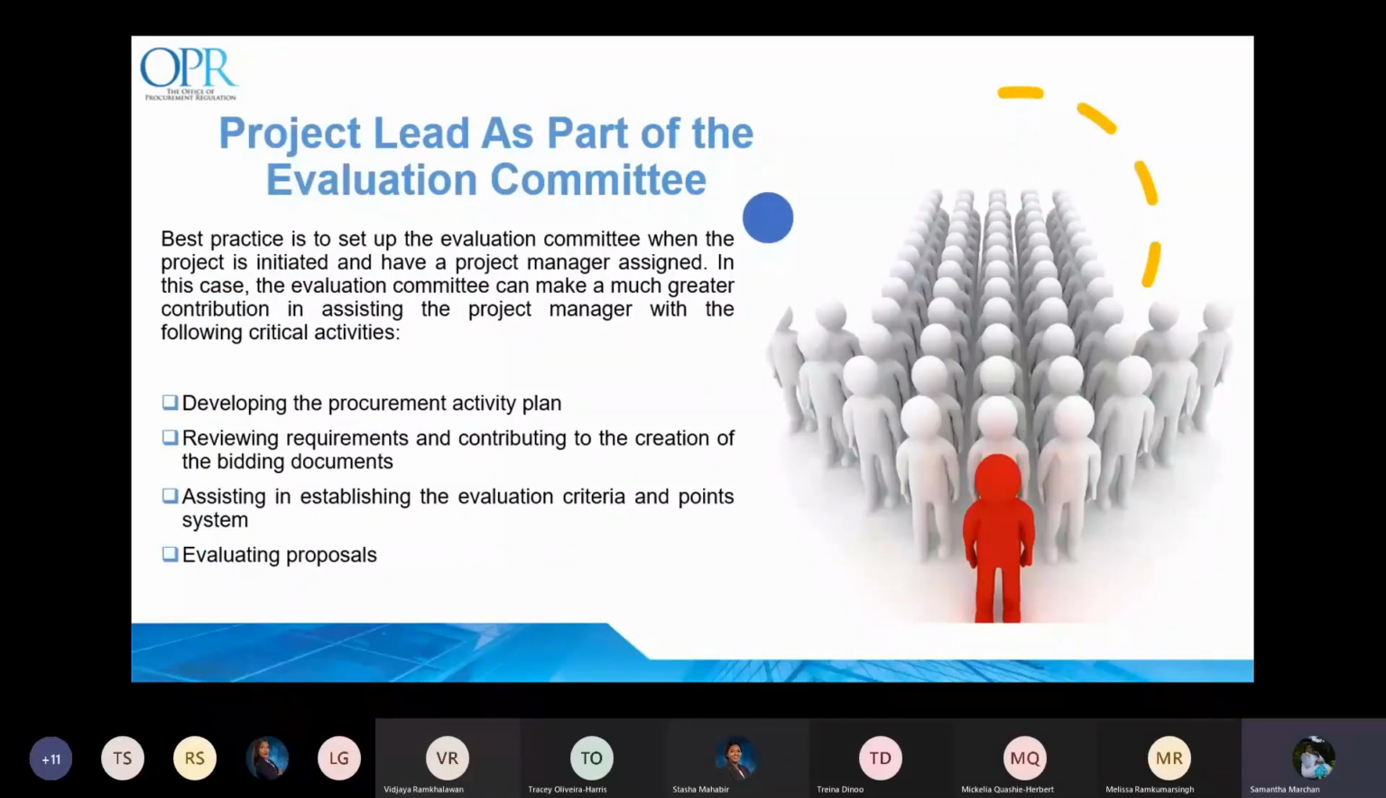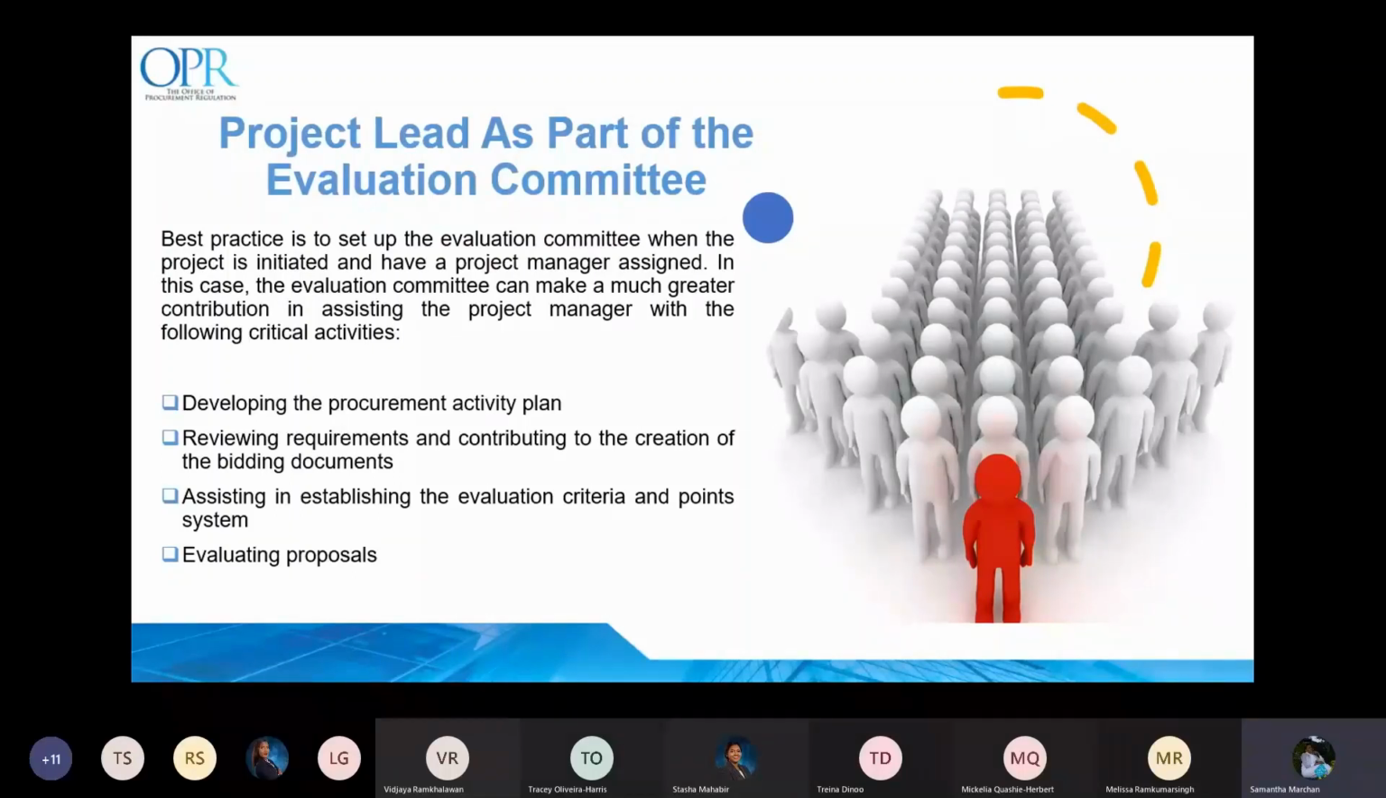So, should the project lead be a part of the team? There may be considerable advantage if members of the committee participated in the preparation of the bidding documents. There are always pros and cons to every given situation. Therefore, the pro of a project lead of a procurement activity being part of an evaluation committee is that the project lead brings the technical knowledge of the subject matter being procured. And the con is that the project lead may influence the process and the outcome of evaluation due to his or her technical expertise.